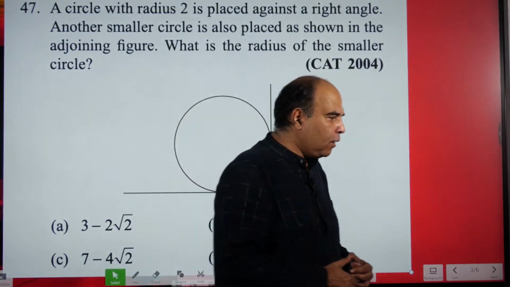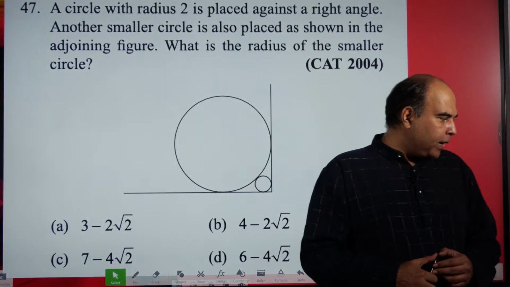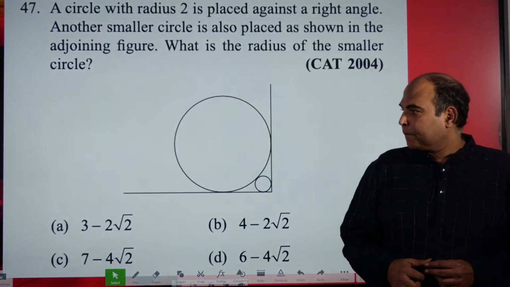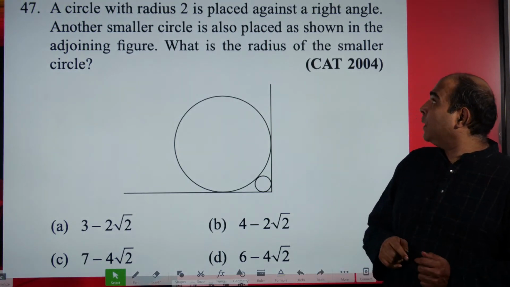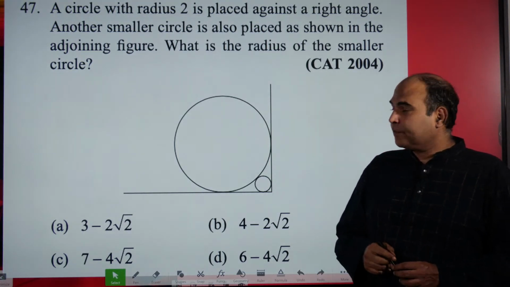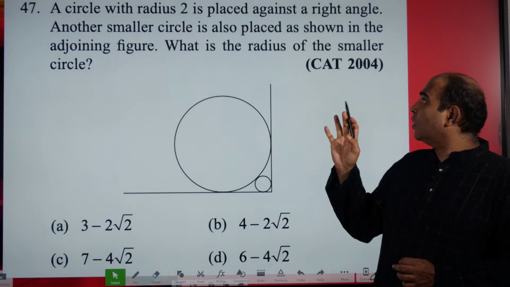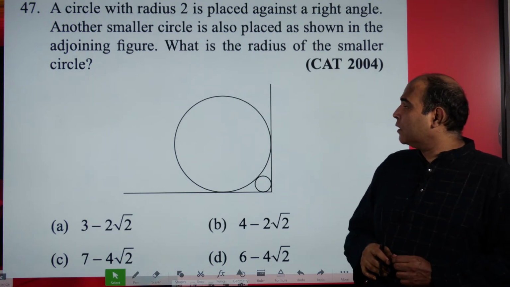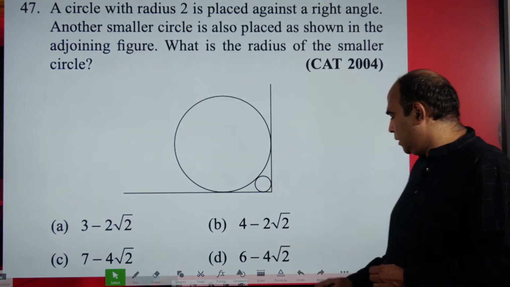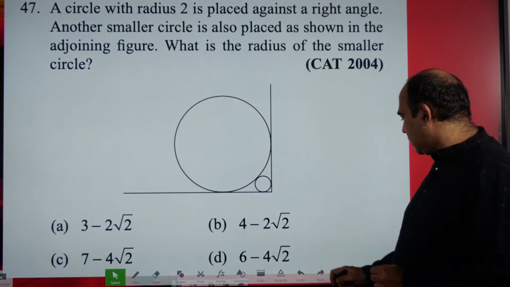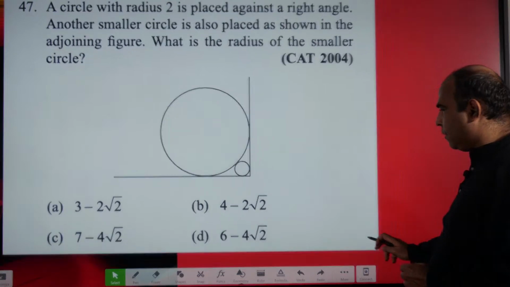And there's a standard construction you need to make for questions like this. So the question says, a circle with radius 2 is placed against the right angle. Another smaller circle is also placed as shown in the adjoining figure. What is the radius of the smaller circle? They've asked you the radius of the smaller circle, and they've given you 4 options.